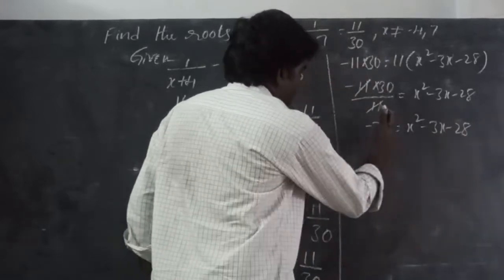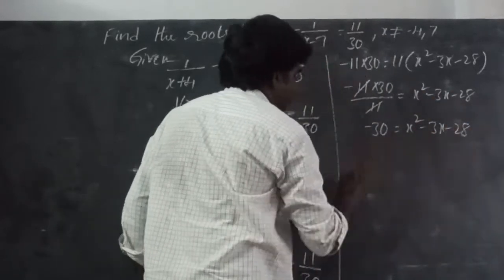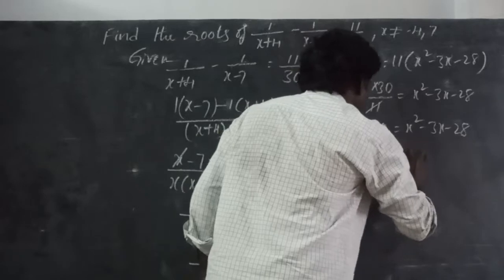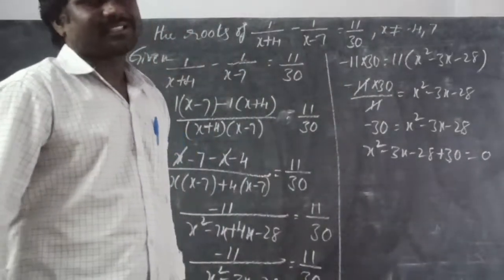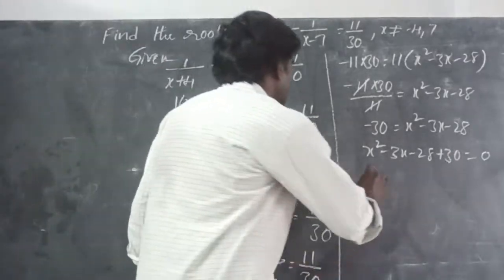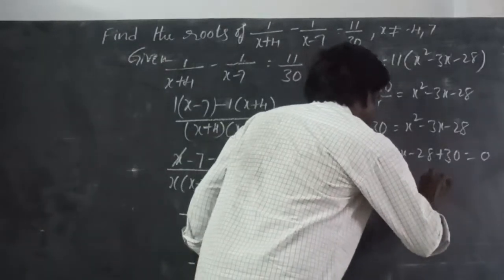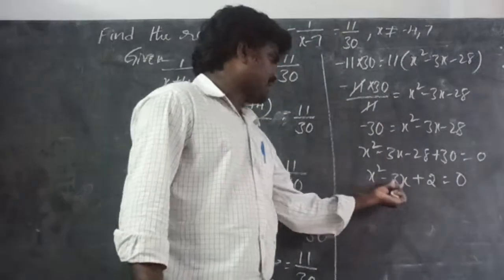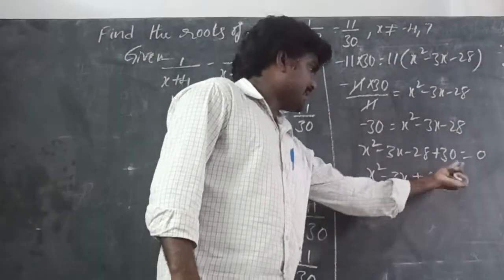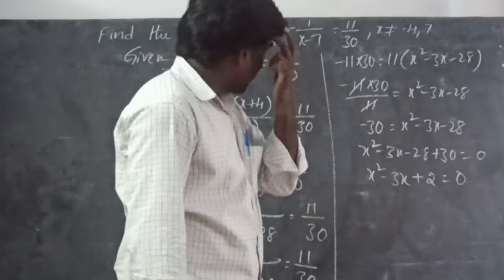Minus 30 goes to the right side as plus 30. So x square minus 3x minus 28 plus 30 is equal to 0. Minus 28 plus 30, how much? 2. So x square minus 3x plus 2 is equal to 0. This one we can solve further.